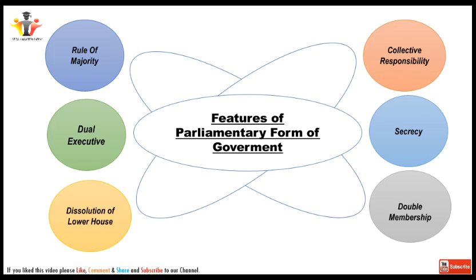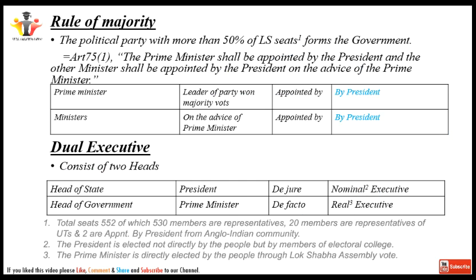So what are the features of the parliamentary form of government? There are six main features: rule of majority, dual executive, the lower house can be dissolved, collective responsibility, a provision of secrecy, and a provision of double membership. So have a look at some details.